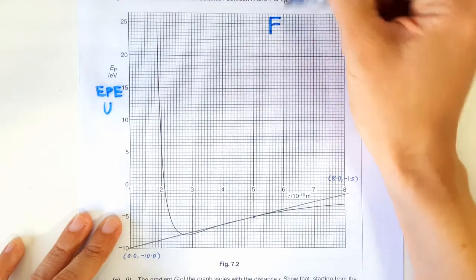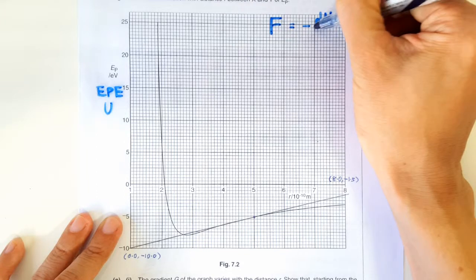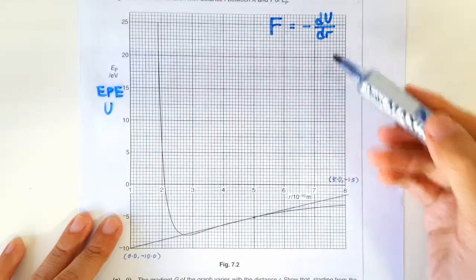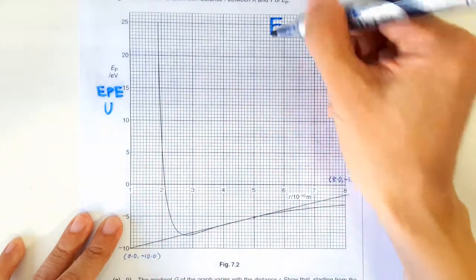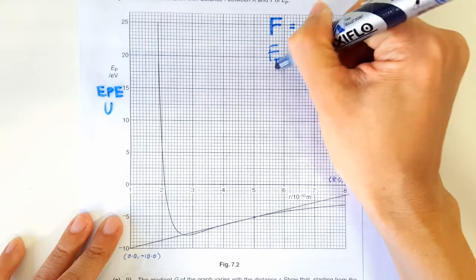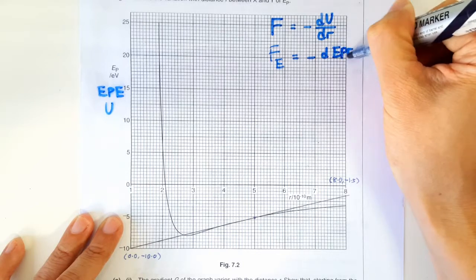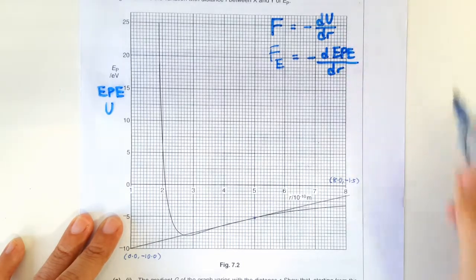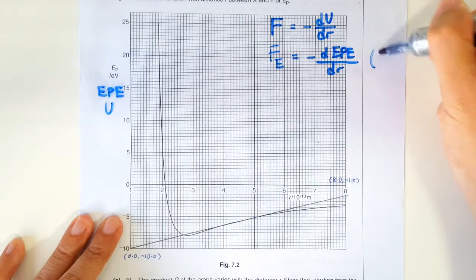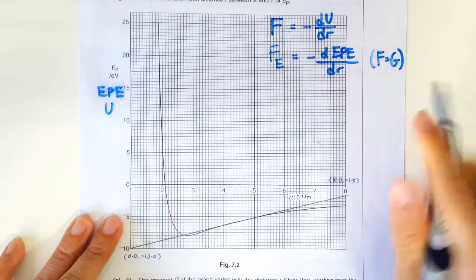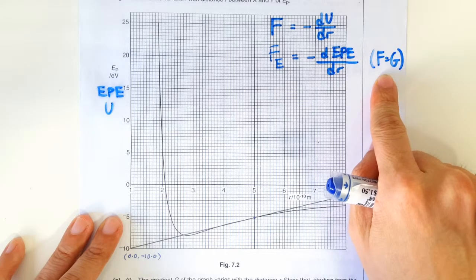So you must know this relationship, that the field force is equal to negative dU/dr. This is the general equation. For our situation here, we are actually talking about the electric force being equal to the negative of the gradient of EPE with respect to distance r. This equation is presented as F goes to G in this question. In fact, we are asked to explain how this relationship comes about.